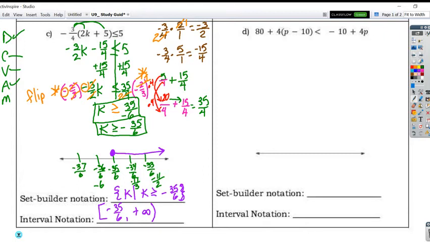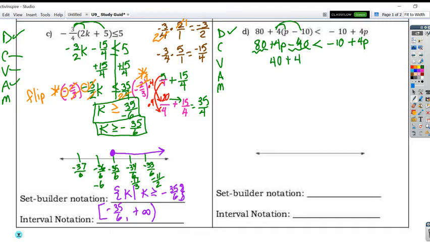Last one on the front page, for letter D. If we think about that DCVAM process again, D for distribute, so it's the 4 times P for positive 4P, and 4 times negative 10 makes negative 40. Going to bring down everything else just as I see it. Keep the 80, keep the less than, keep the negative 10, keep the plus 4P. C for combine like terms next, so I've got an 80 and a negative 40. That'll make 40, and still plus 4P. Keep the less than, and my other side's got a negative 10 plus 4P.